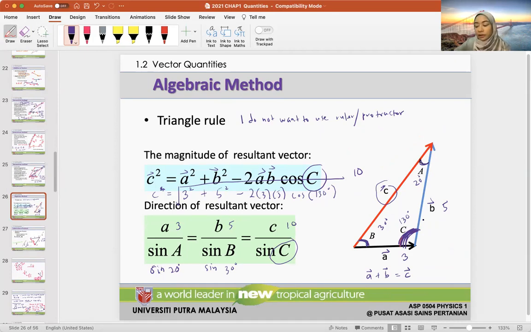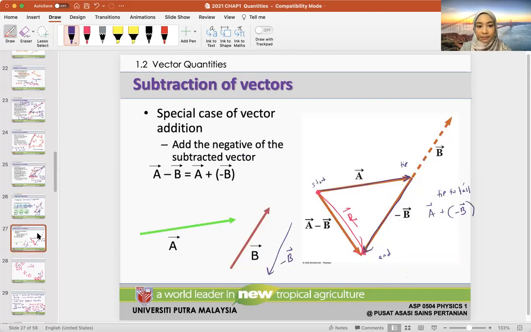Okay, so using the triangle method, the triangle rule, you have to know the angles in the triangle itself. Okay, so it's a little bit different from tip to tail and tail to tail. Tip to tail and tail to tail is more of drawing. Triangle rule is more math. Okay, it all works. But preferably I would use components. Components are actually the easiest, and we will see why.